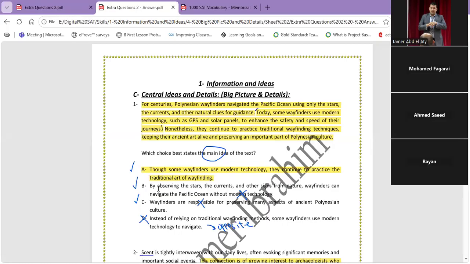way. By observing the stars, the currents, and other signs from nature, wayfinders can navigate the Pacific Ocean without modern technology? No, he mentioned in the second sentence that they can use modern technology. Wayfinders are responsible for preserving many aspects of ancient Polynesian culture. He doesn't talk about many aspects. He talks only about using guidance inside the Pacific Ocean, not many aspects. Take care of the singular and the plural. So the right answer is A.